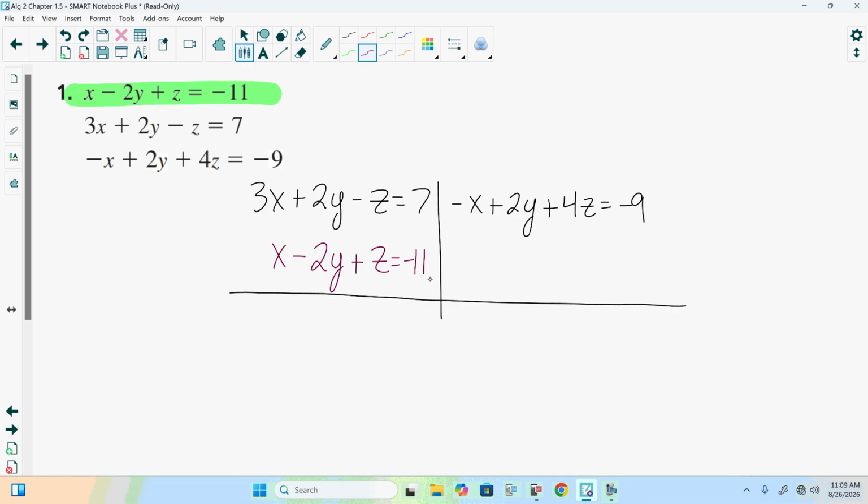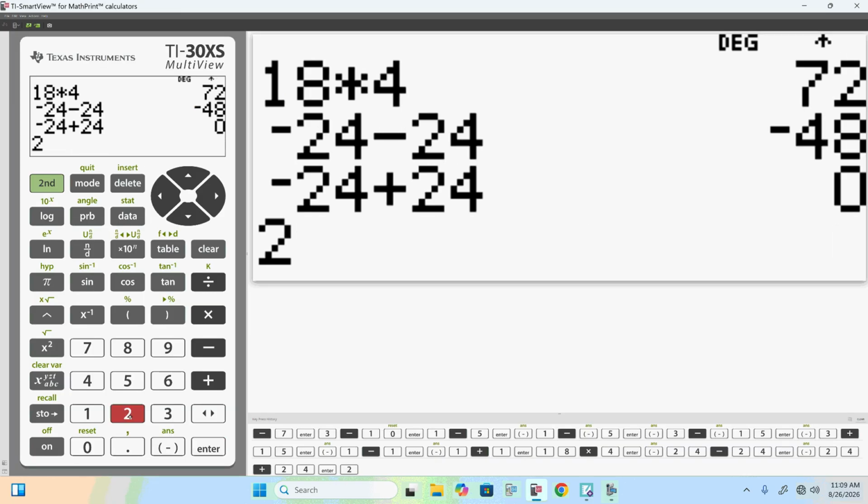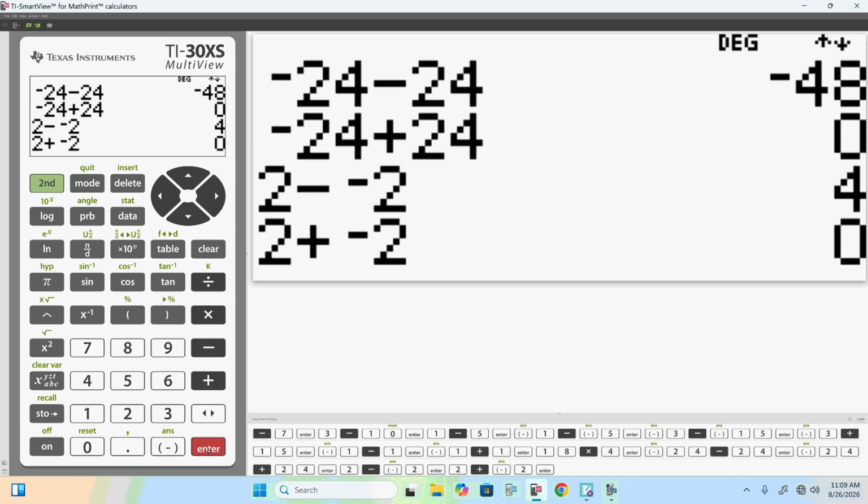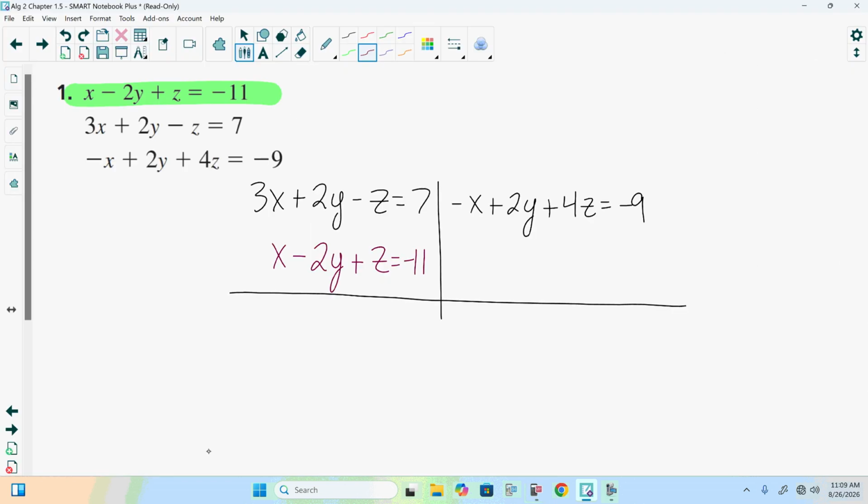So we picked y to eliminate first. So we have 2y and -2y. Would we add or subtract? Subtract 2y minus -2y. So 2 minus -2 would be 4. 2 plus negative 2 would be 0. If the signs are opposite, we add. If the signs are the same, we subtract. So 2y plus negative 2y, 2 plus negative 2 would be 0. That's what we wanted.